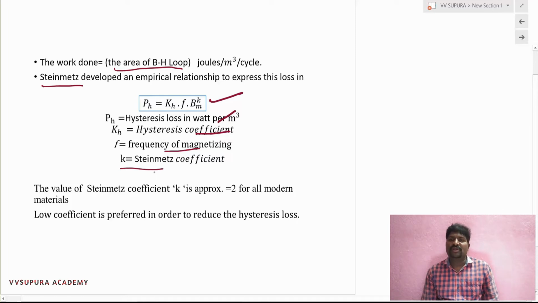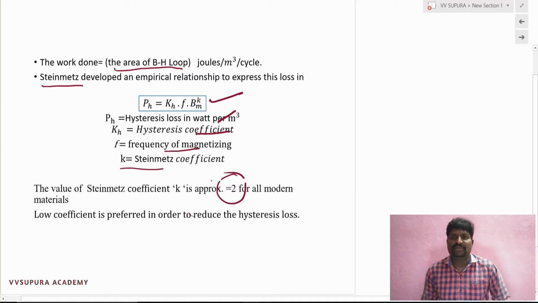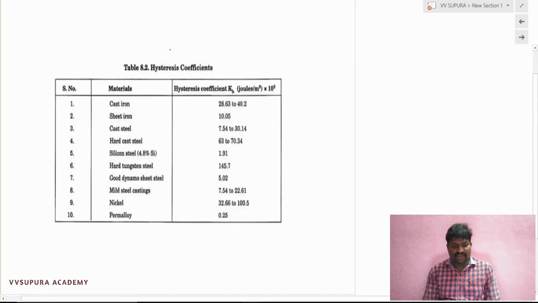Sometimes in the numericals we will take it as 1.6. The value of Steinmetz coefficient is approximately equal to 2. In the numerical problems we will take this value as 1.6. The low coefficient is preferred in order to reduce the hysteresis losses. We already discussed this. So this is the hysteresis coefficient given for different materials.